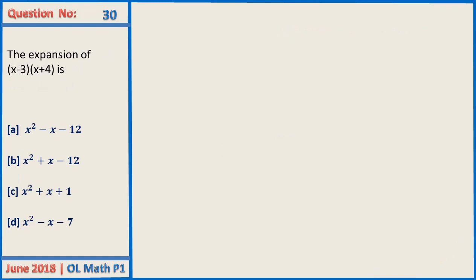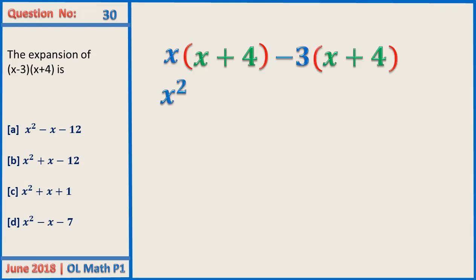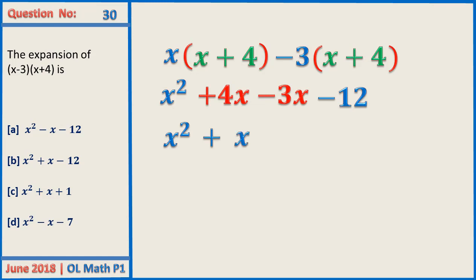Question 30. The expansion of x minus 3 into x plus 4 is. So recall this expansion since from 3, from 4, from 5 we have been doing this expansion. So this will be the first element, the first set times all of the second set. So we have x times x plus 4. Now minus 3 times all of the second group, second bracket. So that gives us x plus 4. We now open out the brackets. x times x is x squared plus 4x minus 3x minus 12. We can simplify. You have like terms. 4x minus 3x is 1x and then minus 12. So this gives us x squared plus x minus 12, and the key to be B.